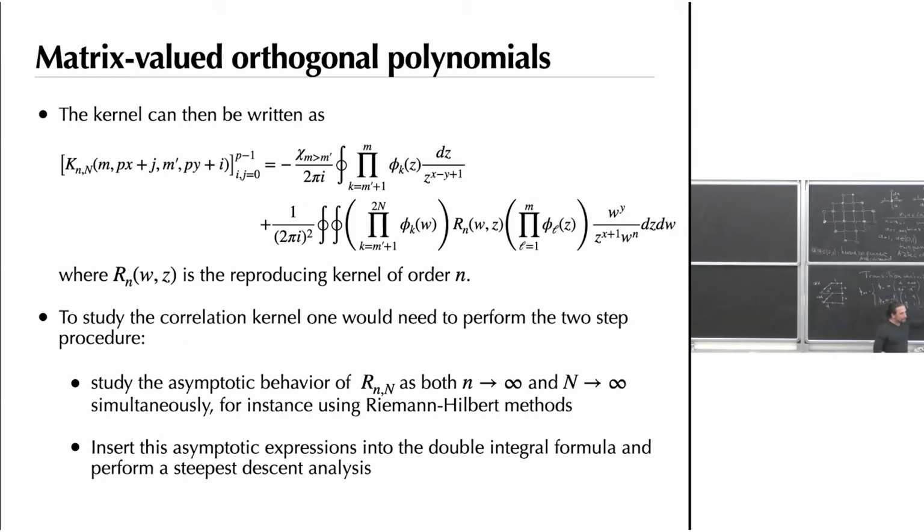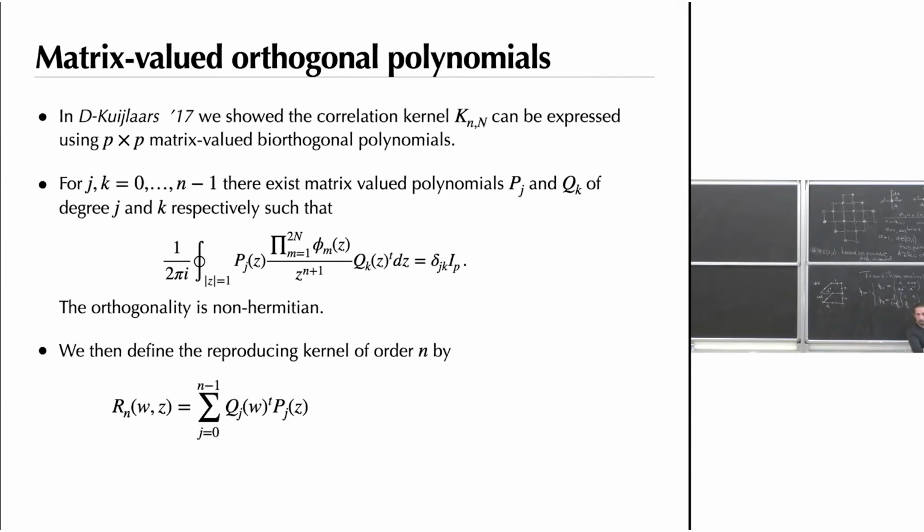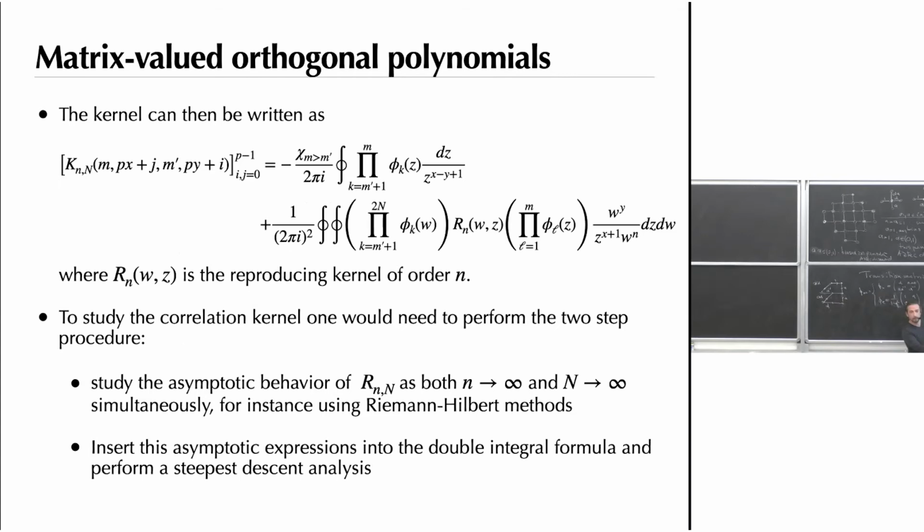Okay, so I don't know how many people like Riemann-Hilbert, but if you want to do asymptotics of these models, first you do the asymptotics for the orthogonal polynomials, which are now matrix valued orthogonal polynomials. Then you compute that asymptotics, insert it in this double integral formula, and as a bonus you need to do a steepest descent analysis on the double integral formula. So this is computationally quite involved, okay?